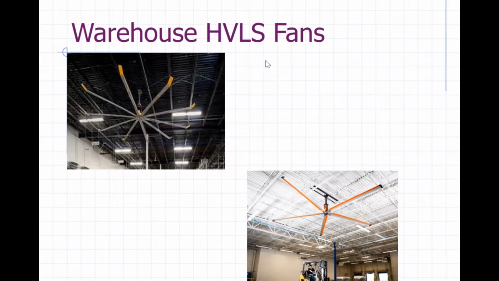Warehouse HVLS fans, they're typically indoors and used for destratification. Hot air always rises, so in essence, you're trying to get heat back to the floor in the wintertime. And in the summertime, it provides high velocity air, which keeps building occupants cooler.